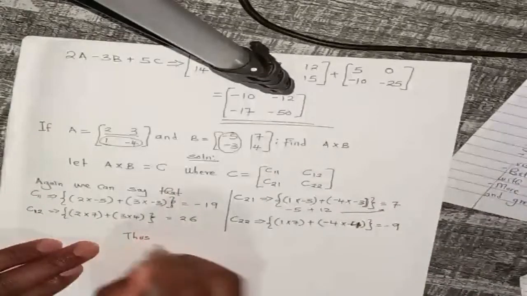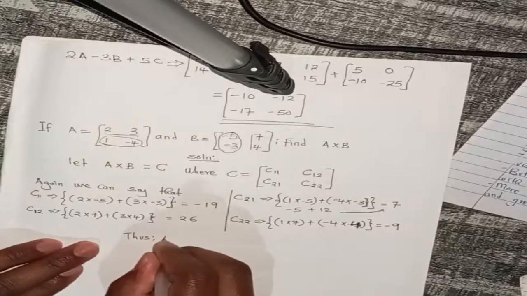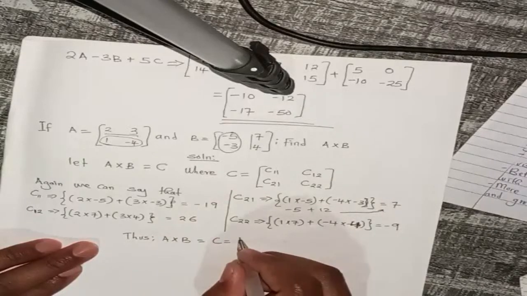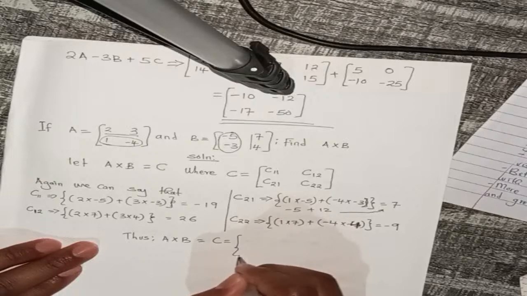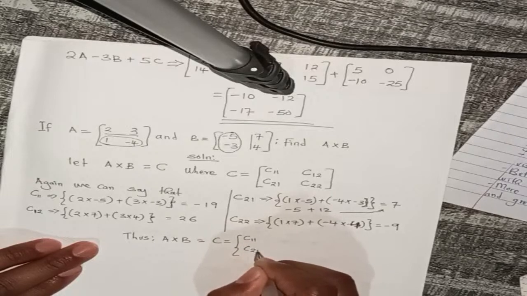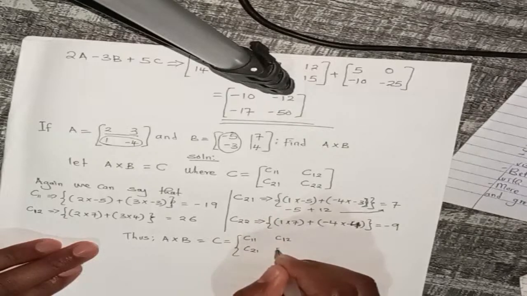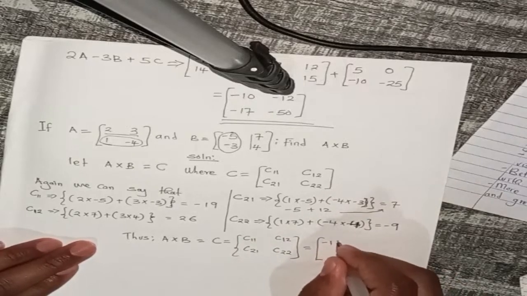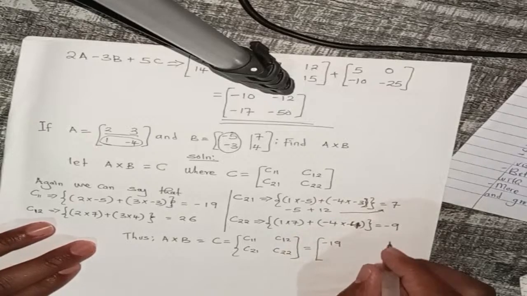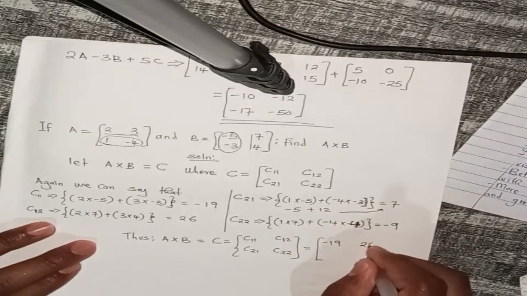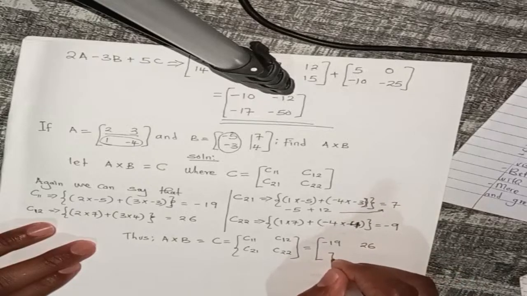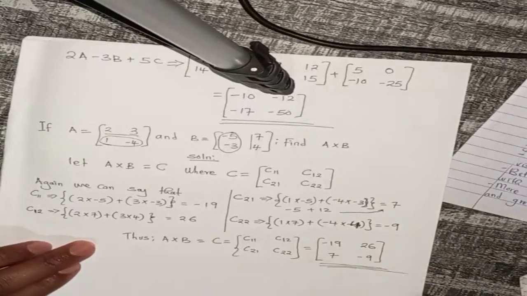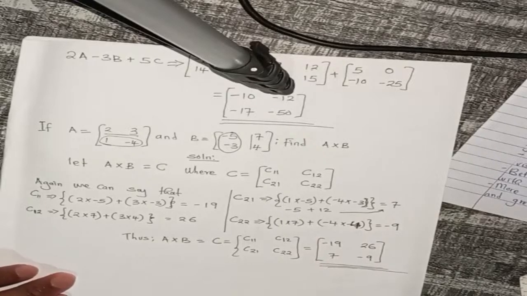So A multiplied by B is equivalent to C, which is [C11, C12; C21, C22], where C11 is -19, C12 is 26, C21 is 7, C22 is -9, and that's how we get our matrix.